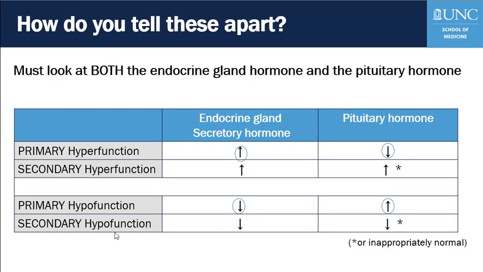In cases of secondary hypofunction of a gland that's controlled by the pituitary, both the pituitary hormone and the endocrine gland secretory hormone will be low, since the problem originates in the pituitary, such as in a patient who has a pituitary tumor, for example.